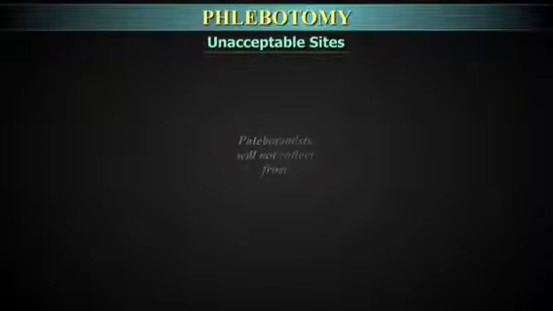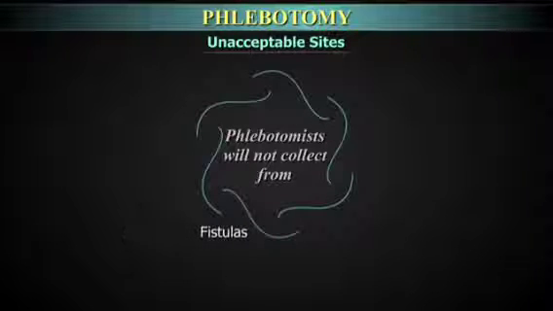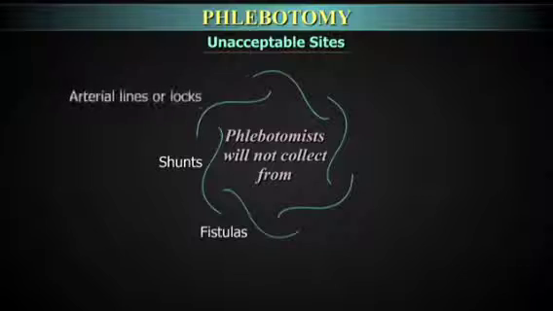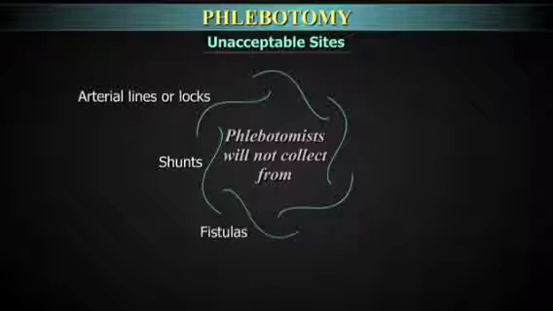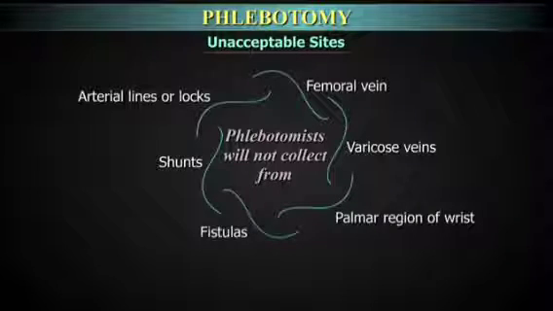Unacceptable sites. Phlebotomists will not collect from fistulas, shunts, arterial lines or locks, arteries, femoral vein, varicose veins, and the palmar region of the wrist.